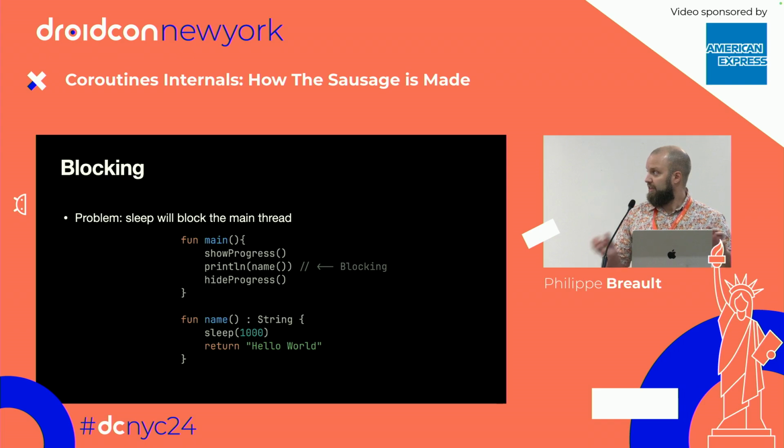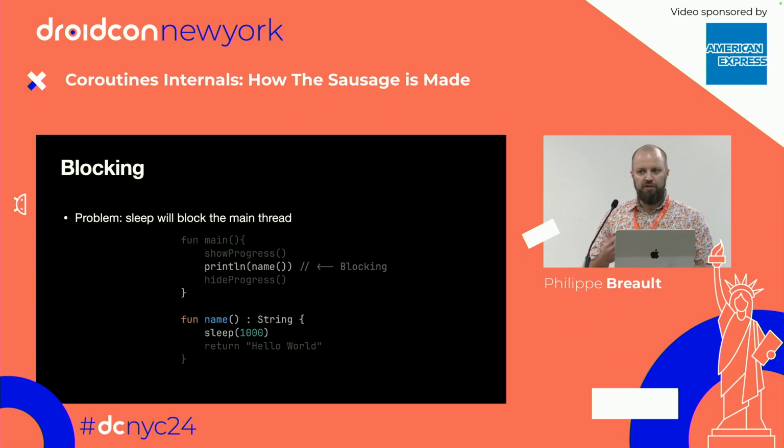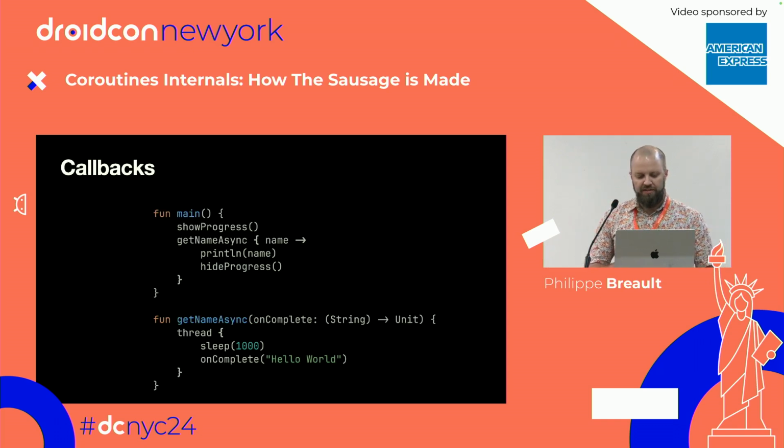So let's start again at the beginning. When you want to do some blocking code, let's say you're a good old application where you are showing some progress indicator, let's say a spinner, and you do some blocking code in there, and then you want to hide your progress afterwards. The thing that's going to happen, if you've done Android for any amount of time, is that the main thread will be blocked and your spinner will simply stop spinning. So what do we do if we want to work around this?